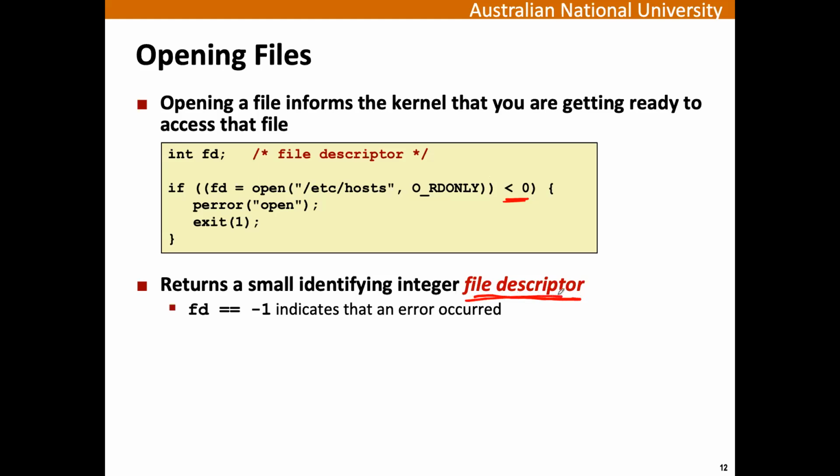We don't want to carry with us, when we write programs, the file names. We don't want to remember file names. We just want to open the file once, obtain a descriptor from the kernel, and then use that descriptor to do everything with the file, right? This is the idea of the open system call.